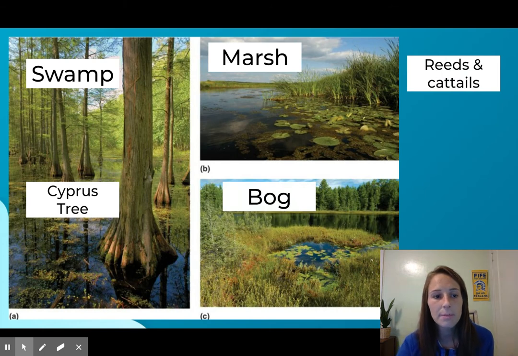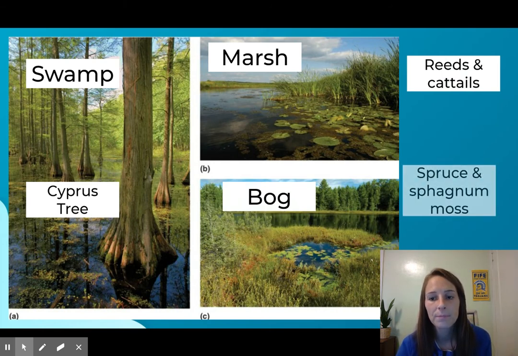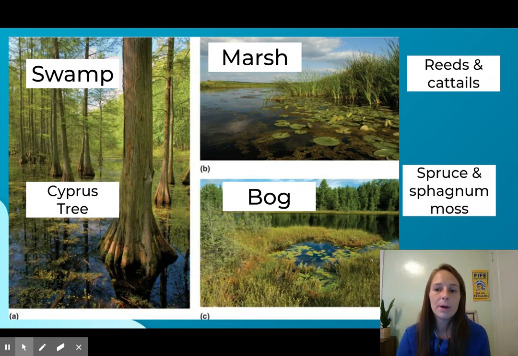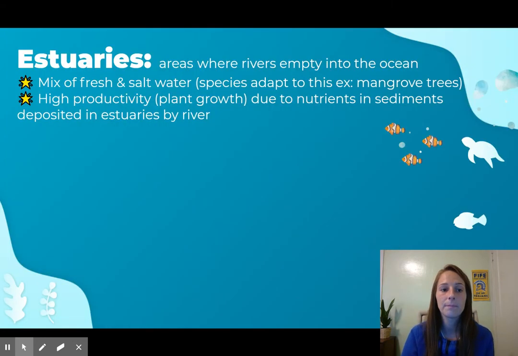And then the last type of example would be a bog. And this is where you're going to get some of this moss. You have some spruce trees that also are able to be somewhat submerged. And so these are just 3 different types of specific, they're all under the wetland umbrella, but they have some similar adaptations, but you see these different types of plant species with the same adaptation where they can be submerged with their roots. Now we have estuaries.